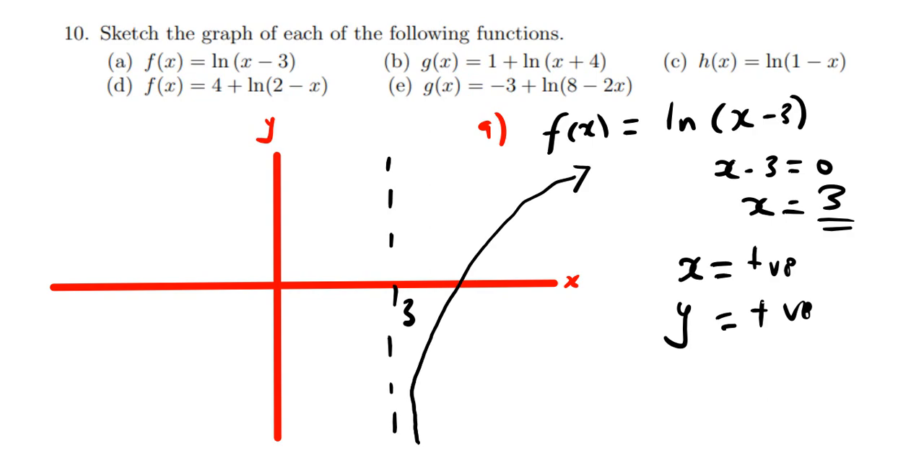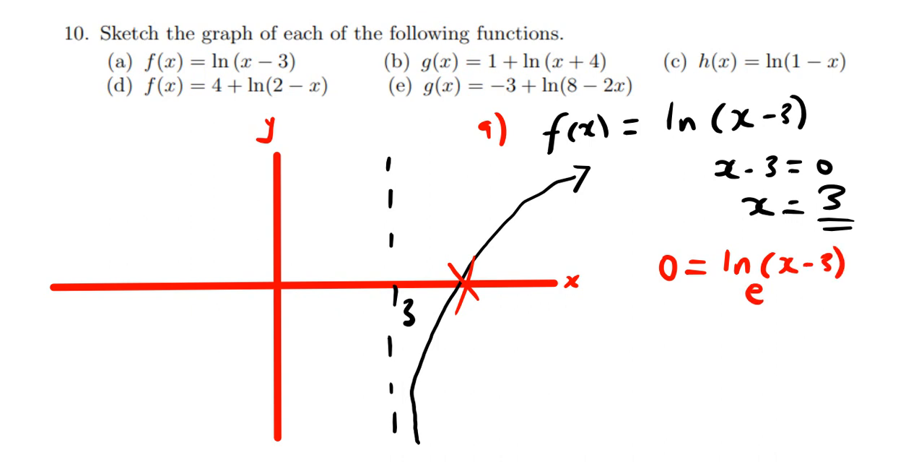Now you're going to cut this point. What is that point? That point is the x-intercept, and on the x-intercept, what is y? y equals 0. So 0 equals natural log of x minus 3. Now natural log has a base of e. Even if they haven't given you, it has a base of e.